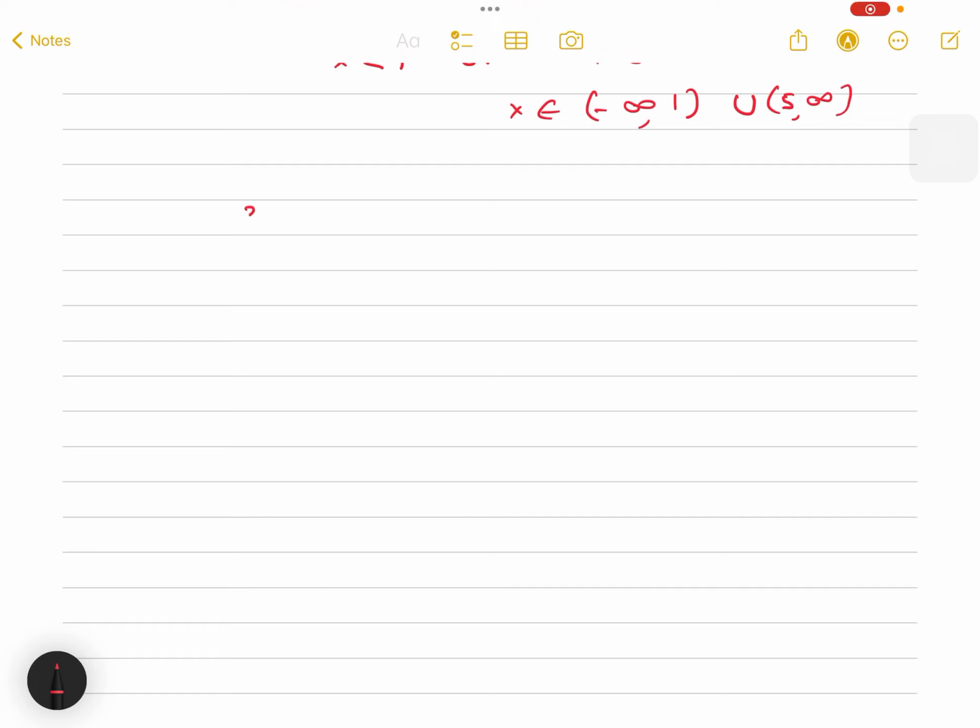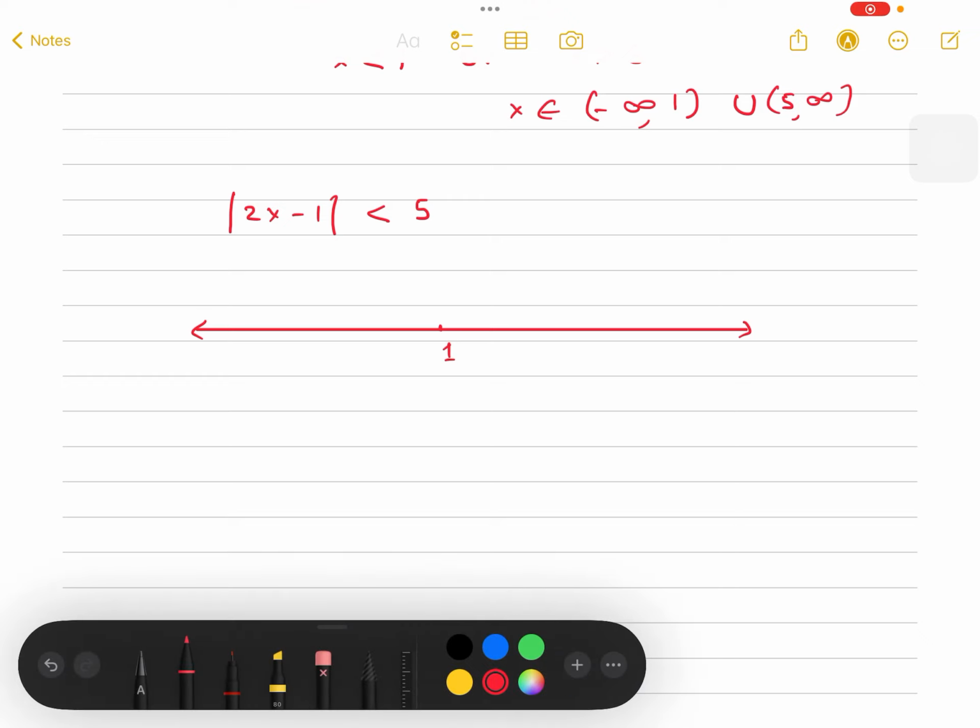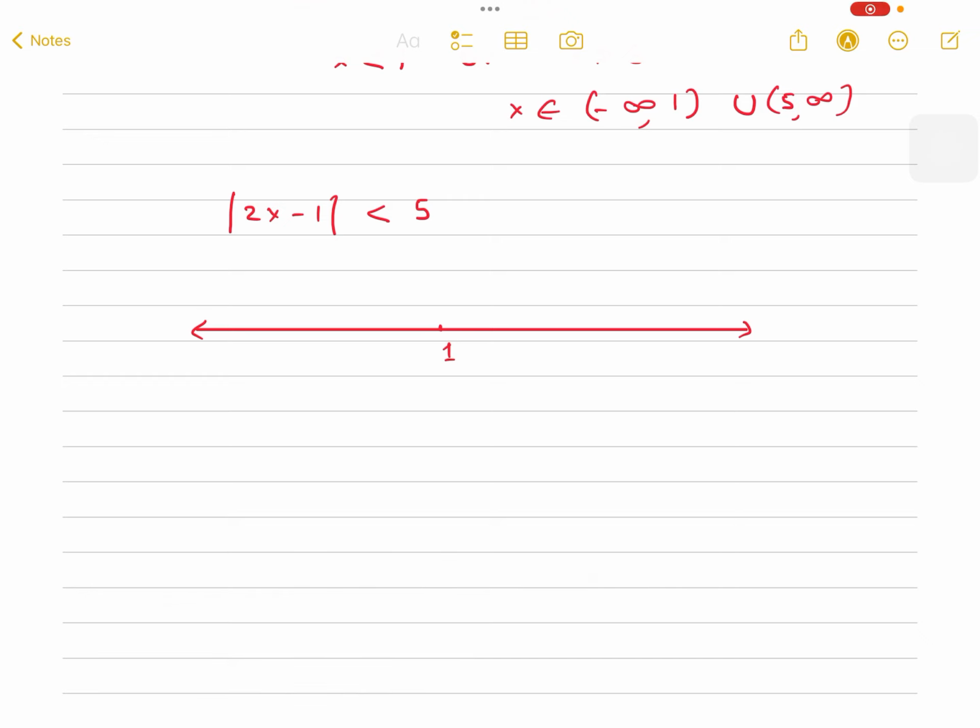Let me solve one more problem. |2x - 1| < 5. Now, on the number line, we don't have x. In fact, we have the real number 1, and the question says that, what is the solution of this inequality? Okay, so there is a real number 1 and my 2x is located in such a way that the distance of 2x from 1 is always less than 5 units.